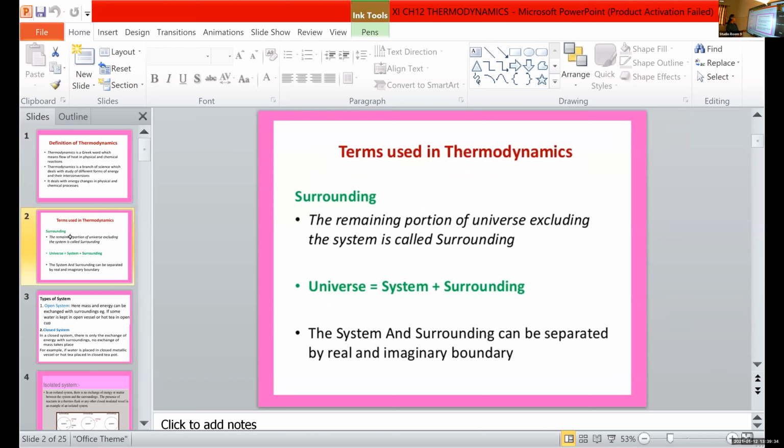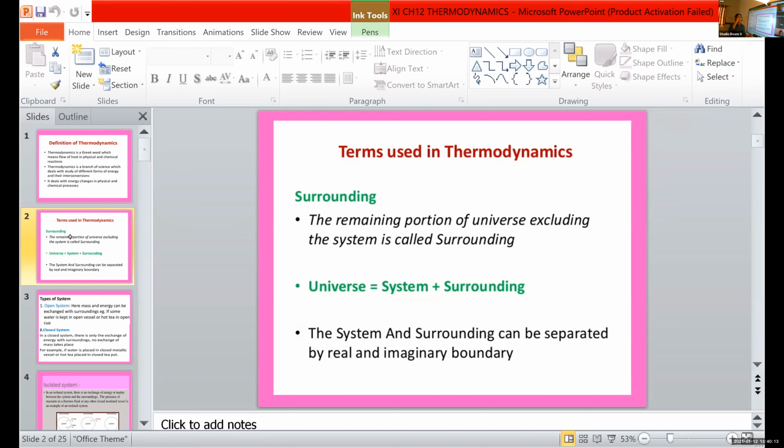Now we are moving on to some of the terms which we mainly use in this topic. The first term is surrounding. Only for your knowledge, we are just giving an introduction; detail we will study in the next class since there is a lack of time. Surrounding is the place where some material is placed. It is the remaining portion of the universe excluding the system.